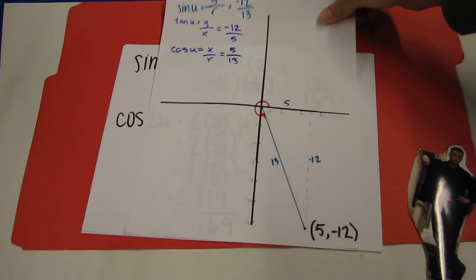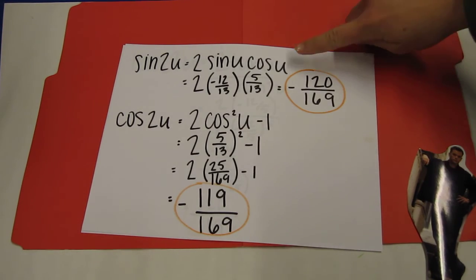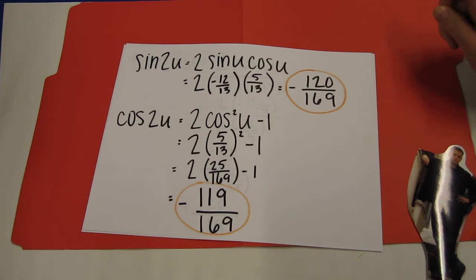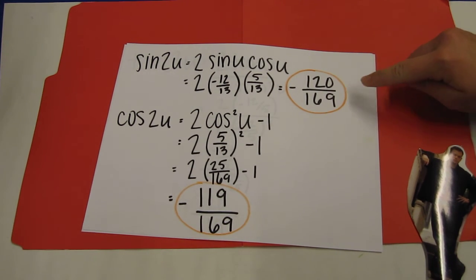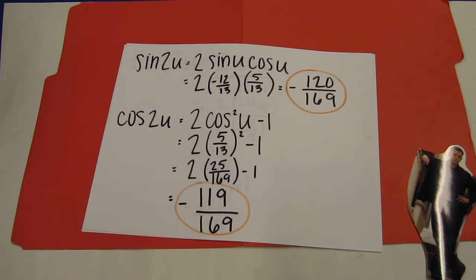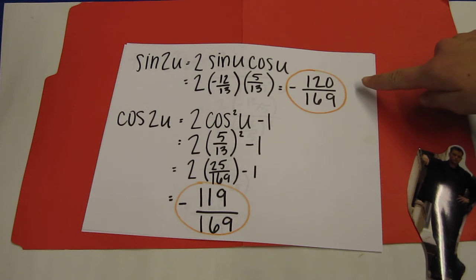To find sine 2u, we use our identity to replace sine 2u with 2 sine u cosine u. We then plug in our sine u and cosine u found before using the triangle. Then we get 2 multiplied by negative 12/13 multiplied by 5/13, which then simplifies to negative 120 over 169.